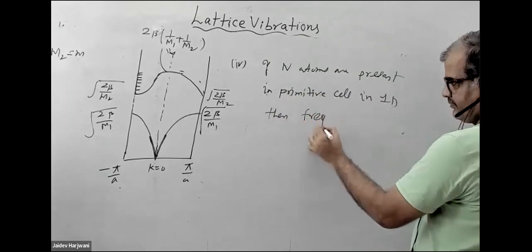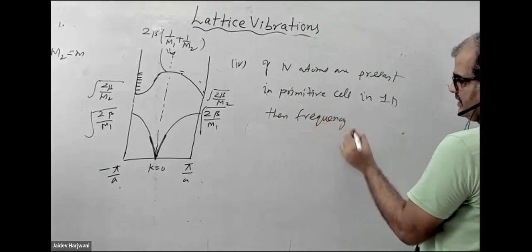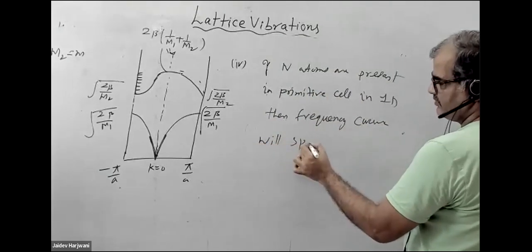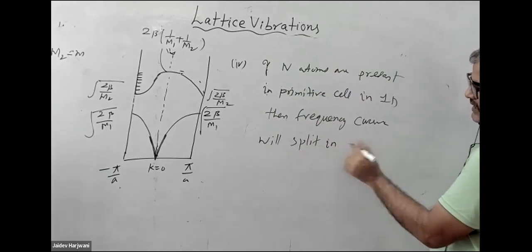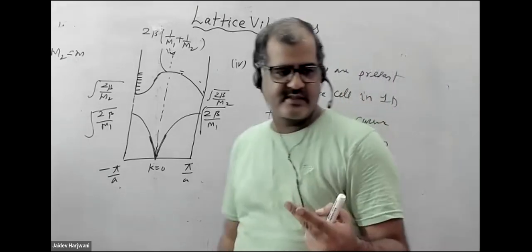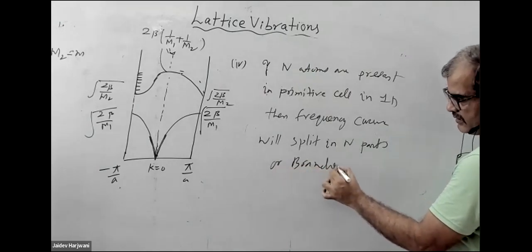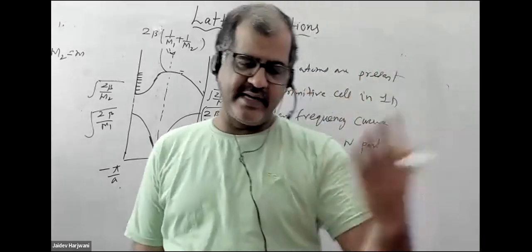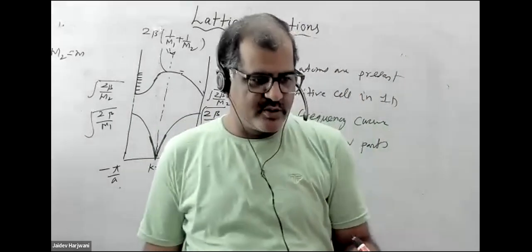the frequency curve will split in n parts. So when two atoms, you have two branches, or n parts or branches in 1D. If you have three atoms, you will have three branches, four atoms, four branches. This is 1D. Now we have to see what happens in 2D and 3D.